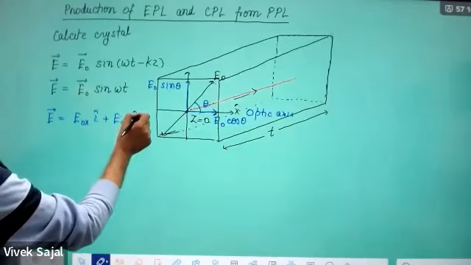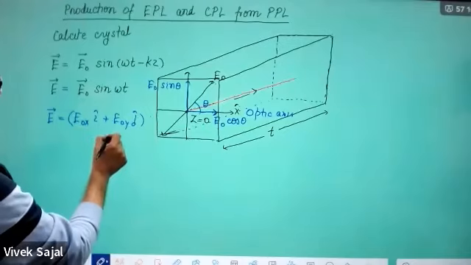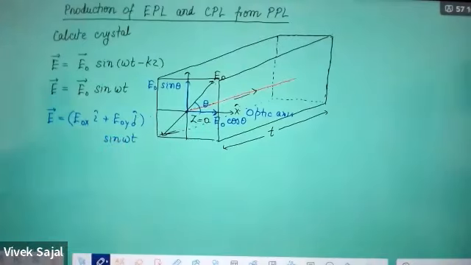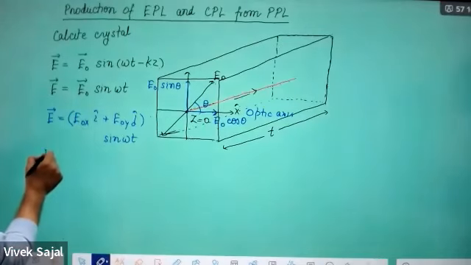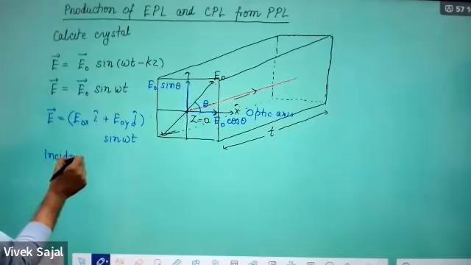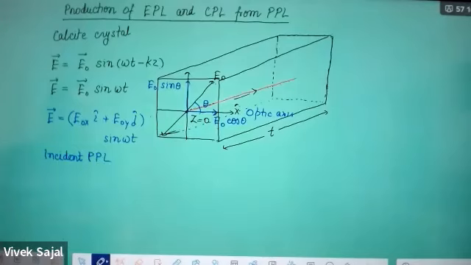This will be j cap multiplied by sine of omega t. So this is incident plane polarized light. Plane polarized light. Okay. Now what is E naught x?